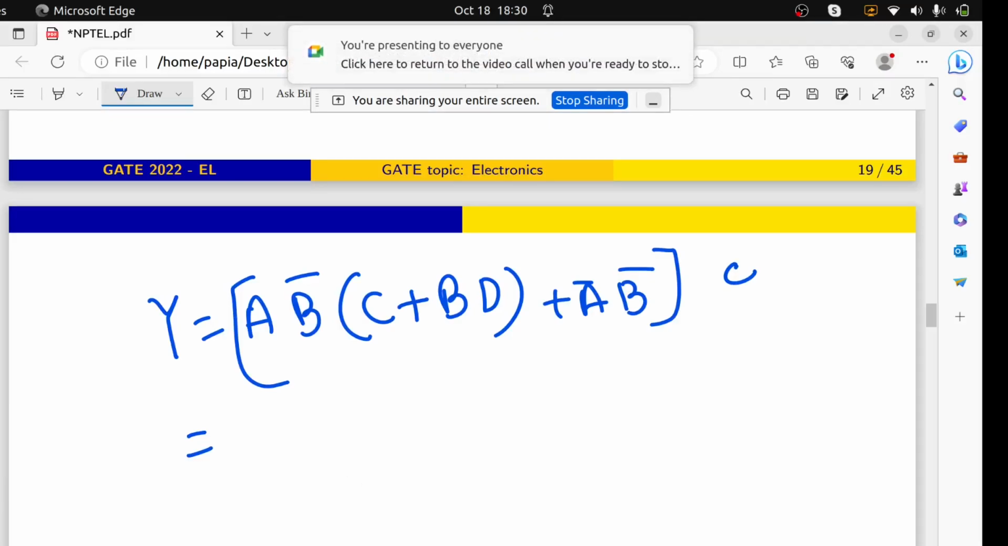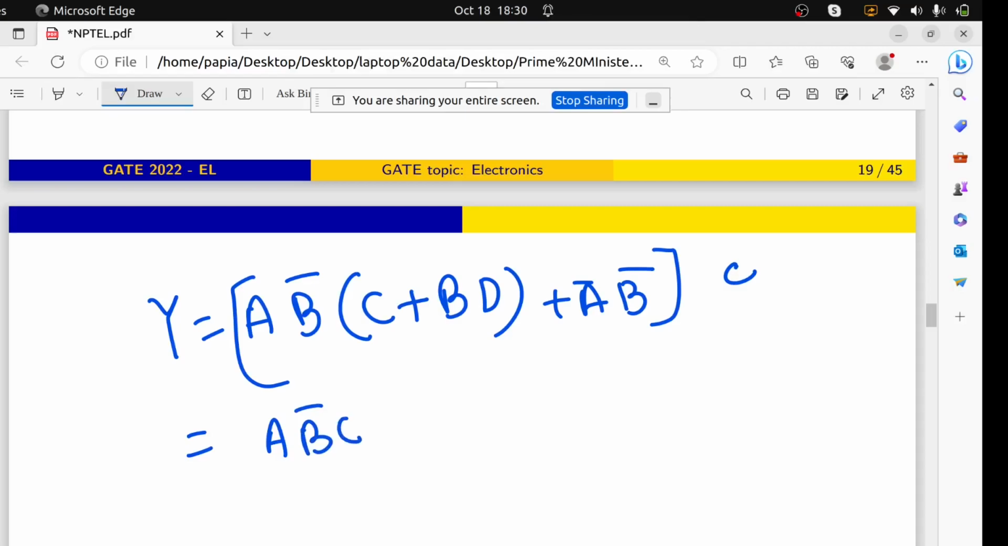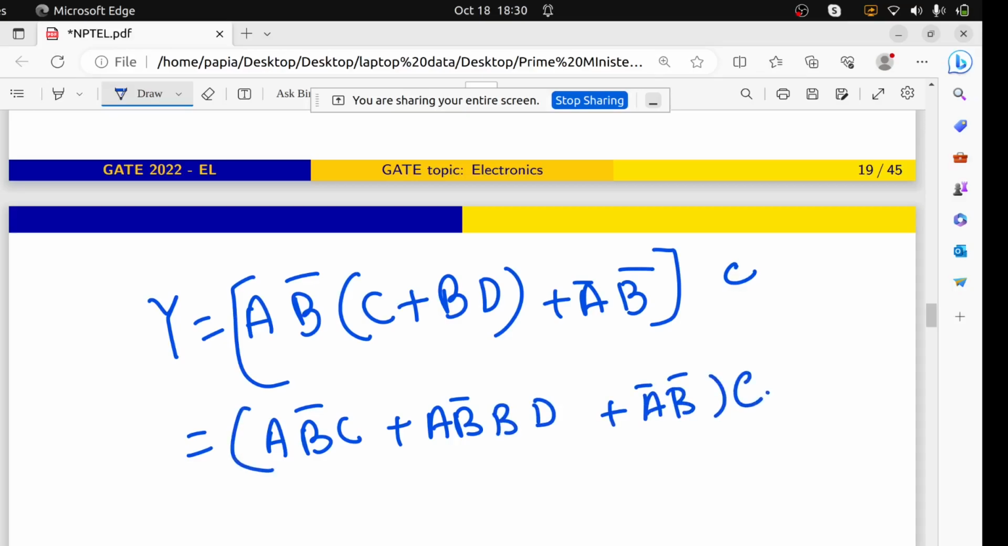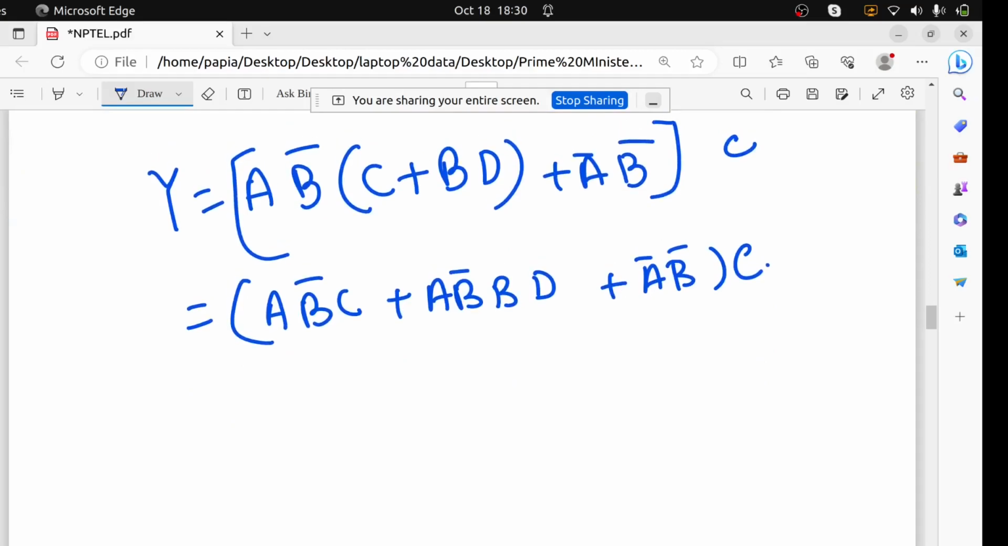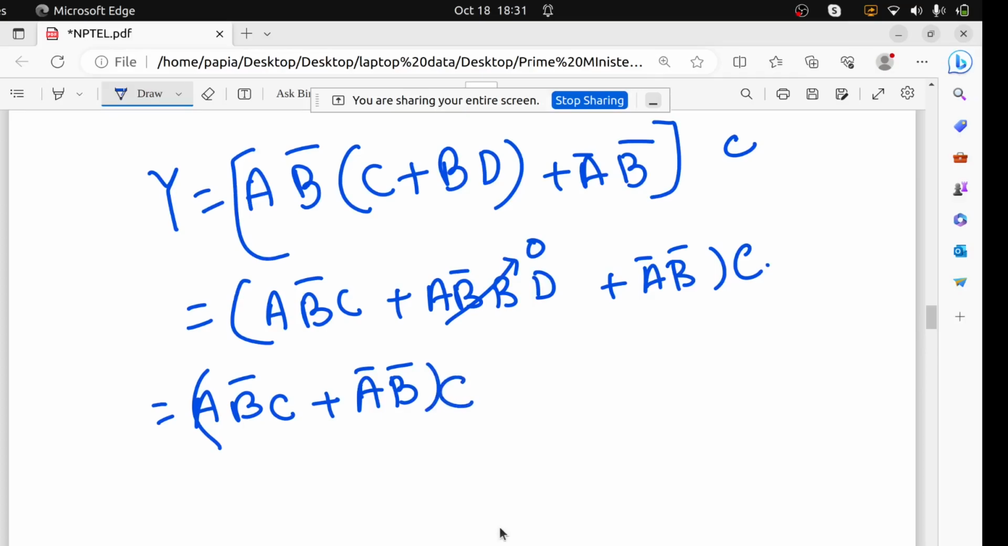Okay, so I am going to simplify that one. How to simplify? A B bar C plus A B bar B D plus A bar B bar as a whole C. Now obviously B bar is there, that means this will cancel out. So which one will be left? This one, A bar B bar as a whole C.